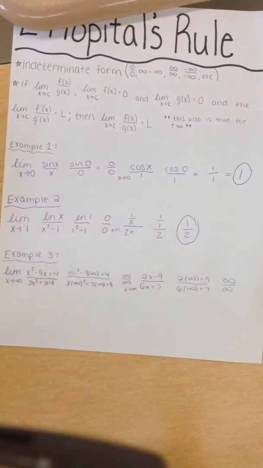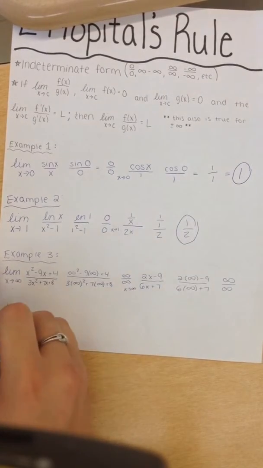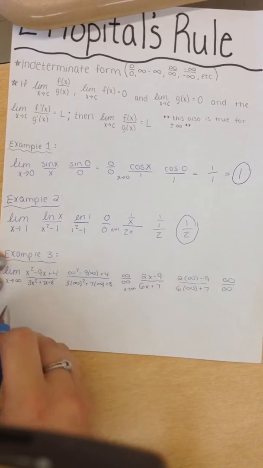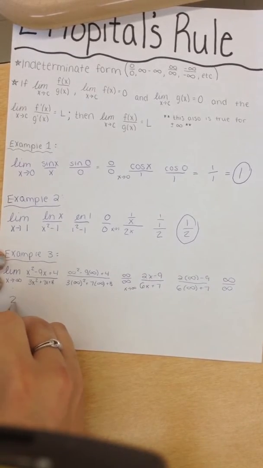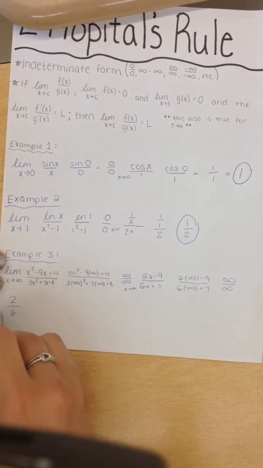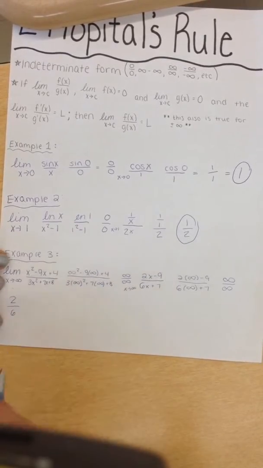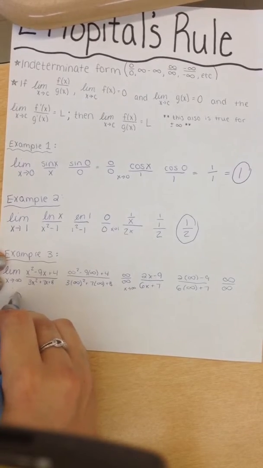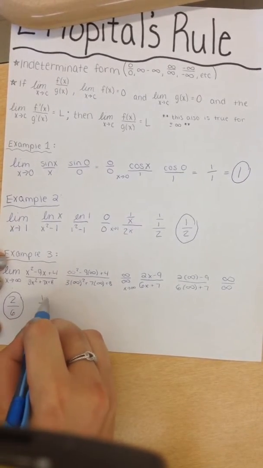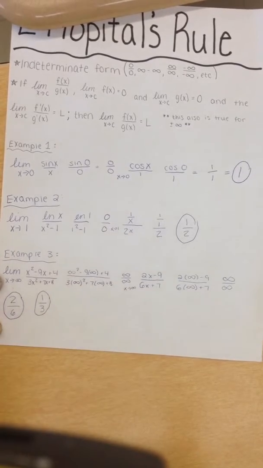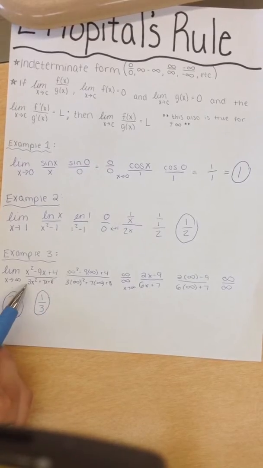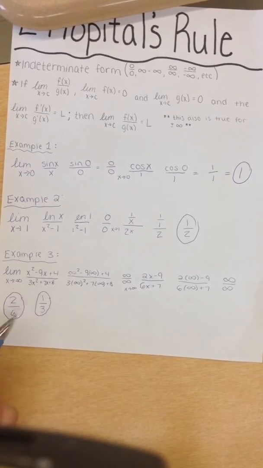So now we have to apply L'Hopital's rule again. We take the derivative of 2x minus 9 over 6x plus 7. The derivative of the top is 2, and the derivative of the bottom is 6. Because there are no variables left, you can't apply the infinity. So that is your final answer, but we can simplify 2 over 6 to 1/3. So the limit as x goes to infinity of x squared minus 9x plus 4 over 3x squared plus 7x plus 8 is 1/3.